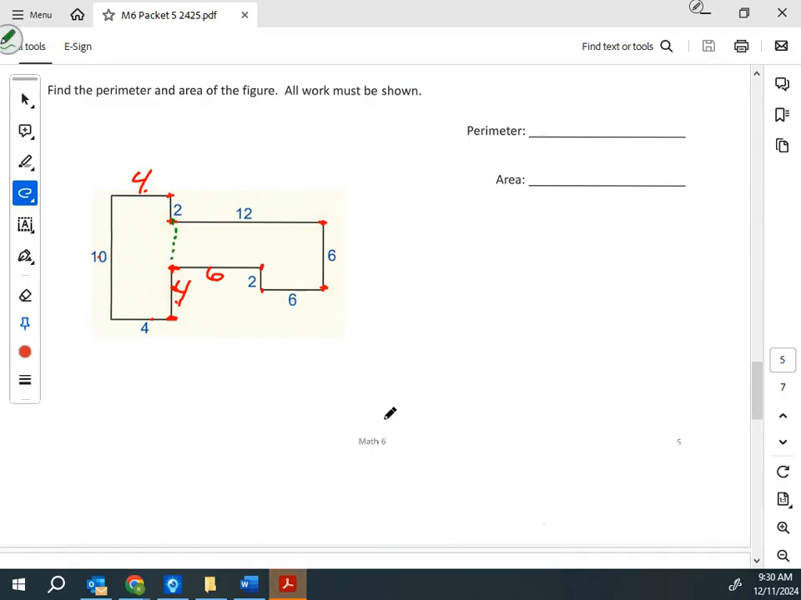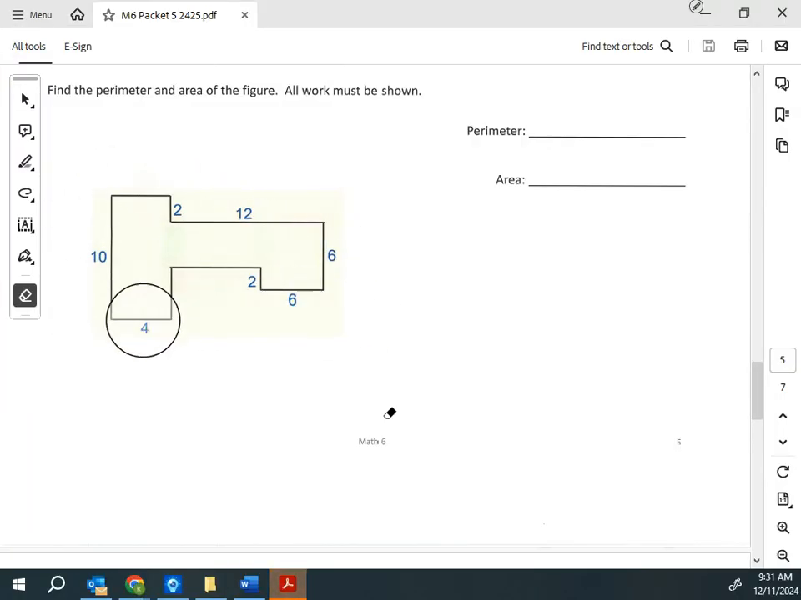I broke mine into 3 rectangles. 10 times 4 is an easy one to find. 6 times 6 is an easy one to find. This one, I know I have 6 as one side. I need to find this side. If I know the full length is 10, I'm going to subtract out my 4, subtract out my 2 to see what this length is. Multiply that by the 6, and then I add all 3 areas up.